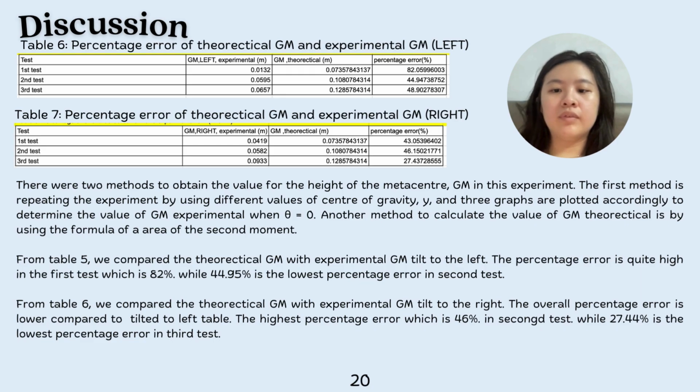For Table 5, we can see the theoretical GM compared with the experimental GM for tilt to the left. The percentage error for the first test is 82%, which is very high, and the lowest percentage error is in the second test. For Table 6, the percentage error between the theoretical GM and the experimental GM is overall lower compared to the tilt to the left-hand side. The lowest percentage error that we get in the experimental GM for tilt to the right is 27.44%.